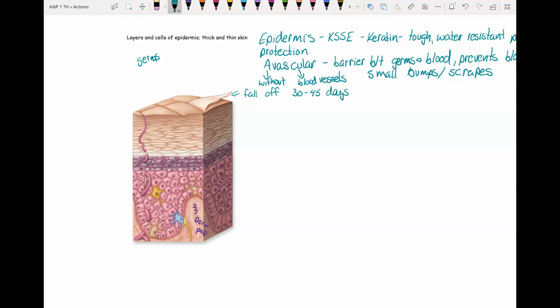So you're always making new cells at the bottom, and they migrate up to the top, and when they get to the top, they die and fall off. And this is a constant process. Like you might have heard of facial products that exfoliate. The whole point of exfoliating is taking off that top dead layer. So we're going to start with the bottom layer where new cells are being made. And that bottom layer is called the stratum basale. So we're going to use a different color for each layer. And I'll outline the layer so you can see it.